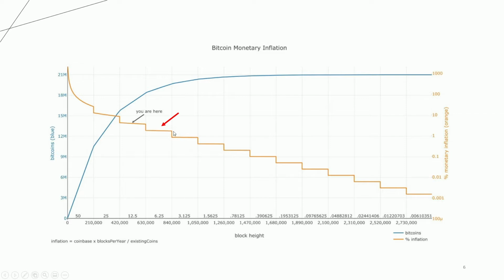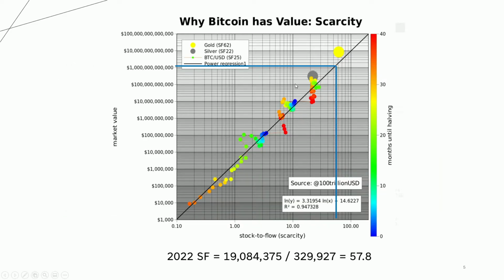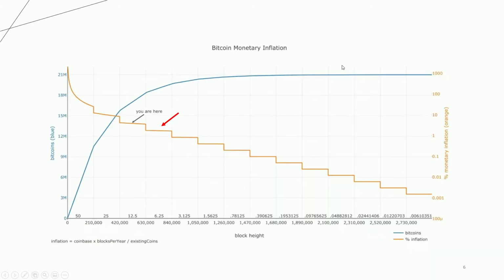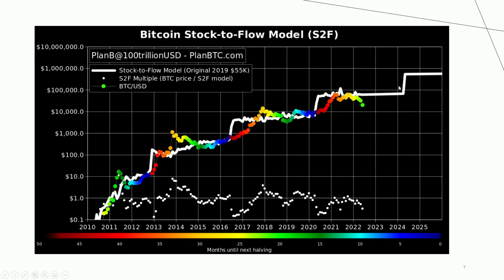So the inflation rate currently sits at somewhere around 1.7%. And later that's going to become closer to 0.9% inflation rate. And again, the idea is that as Bitcoin becomes more scarce, the value should be going up. And that's exactly what the stock to flow model predicts. Now, it did a phenomenal job predicting past price.